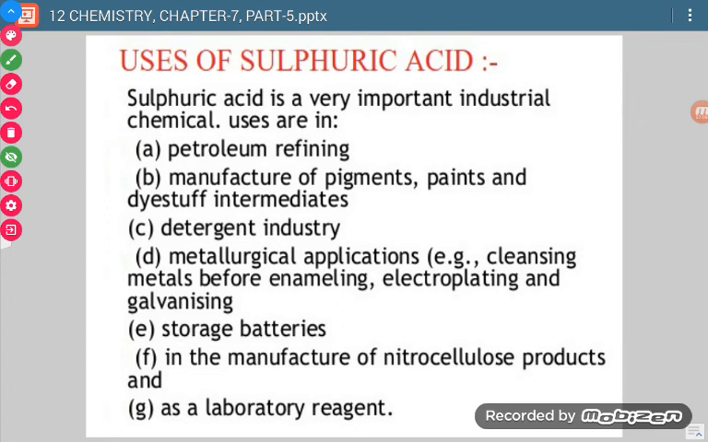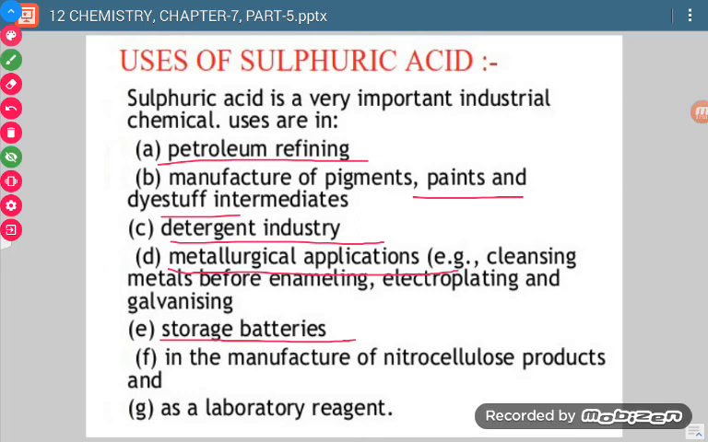Okay. Now, what are the uses of sulfuric acid? Sulfuric acid is known as the king of chemicals. Why is it known as the king of chemicals? Because if we want to see the industrial growth of any country, then we have to see how much sulfuric acid that country produces and how much sulfuric acid that country utilizes in various industries. Because sulfuric acid has use in each and every industry, just like it is useful in petroleum refining, in the manufacture of paint, dye, detergent industry, in all metallurgical processes, and in batteries, in lead storage batteries.